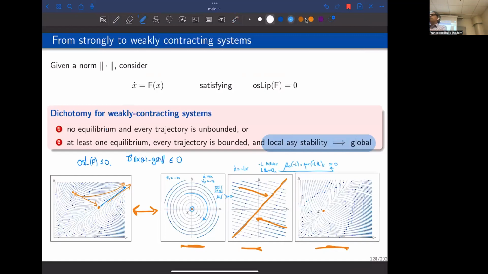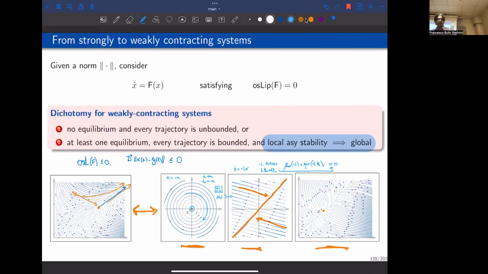When is it true that everything goes there? By the way, every equilibrium is Lyapunov stable, not asymptotically stable, but Lyapunov stable, because if you take any other trajectory, you cannot go away from it. So you remain in a ball around the equilibrium. So you know every equilibrium is stable. The question is, when is it true that an equilibrium that is stable is also asymptotically stable?